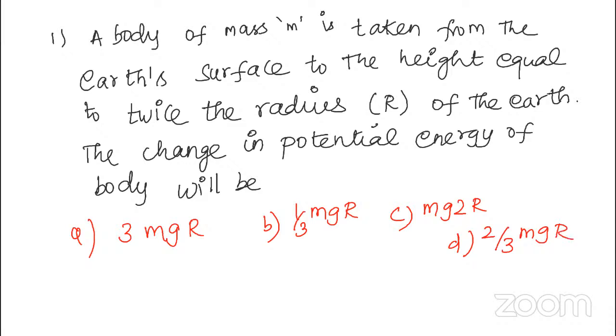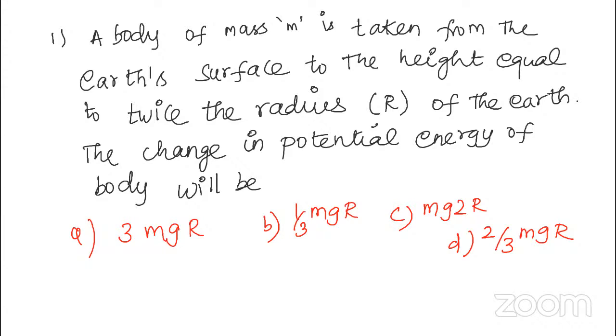Okay, so now we have chosen all the values. They are given as A, B, C, D. So in the problem, you have to work it out. First check what values have been given to us. They have given the mass, it is m, and the height is equal to twice the radius of the earth. So they are asking for the change in potential energy.